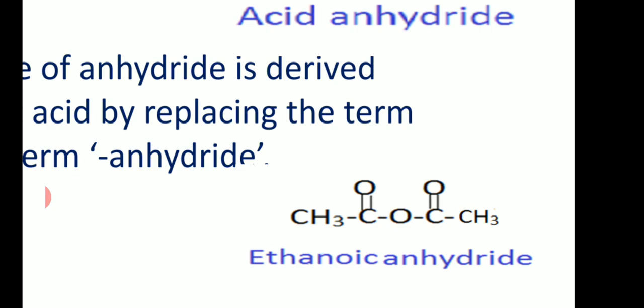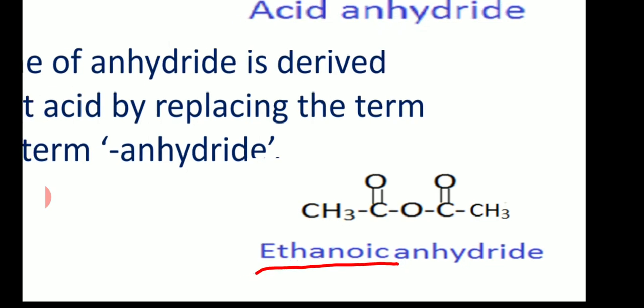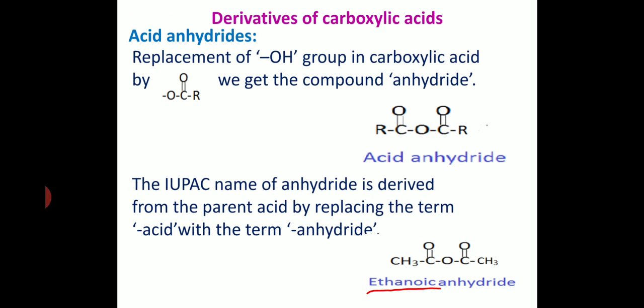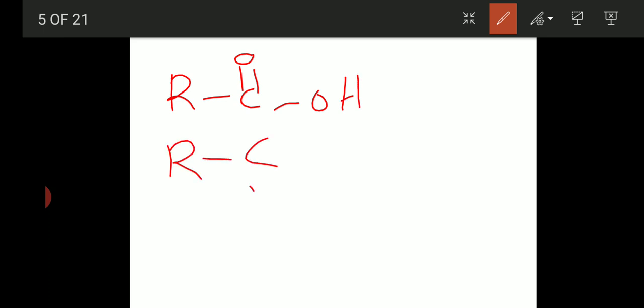So what does it mean? In its name ethanoic has come. That's why we may think that it is derived from ethanoic acid. How can it be written? Yes, we shall see. Of course it is also called acetic anhydride. For example, we see carboxylic acid RCOOH. Take one more molecule RCOOH.